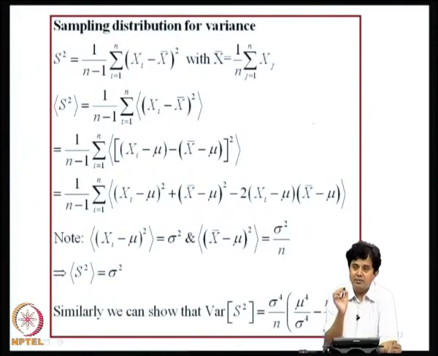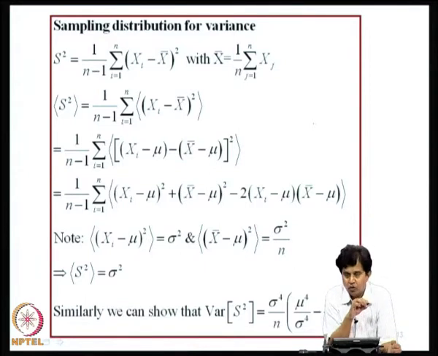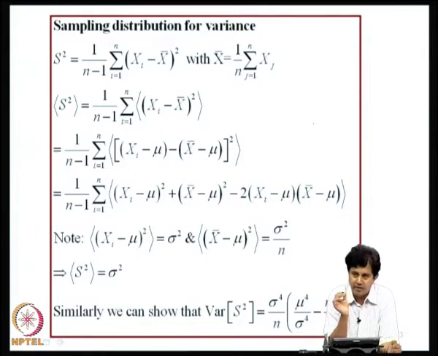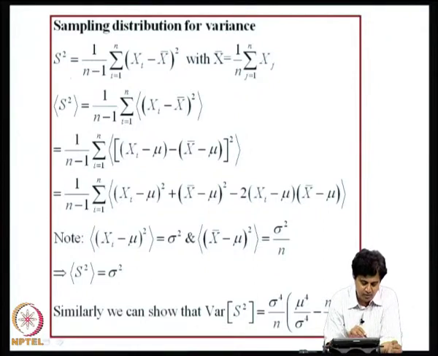I talked about sampling distribution for mean. So, in principle we should be able to construct sampling distribution for any statistic that you are interested in. For example, if you are interested in sampling distribution for variance, we use this estimator, S square is 1 by n minus 1, sum over i equal to 1 to n, xi minus x bar whole square, where x bar is a point estimate 1 by n, sum over j equal to 1 to n of xj. This is the estimate for the mean.